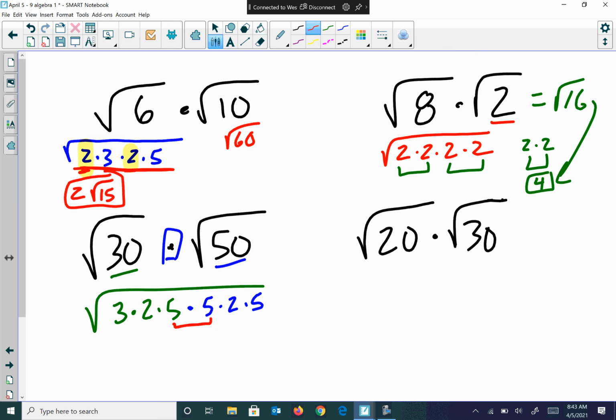So I have 2 of a kind here, and I have 2 of a kind here. So if I bring 2 times 2, square root of 2 times 2, square root of 4, is 2, and square root of 5 times 5 is 25, square root of 25 is 5. What do I have left under my radical? I have a 3 and a 5, agree? So 2 times 5 outside is 10. 3 times 5 inside is 15. So I get 10 root 15.